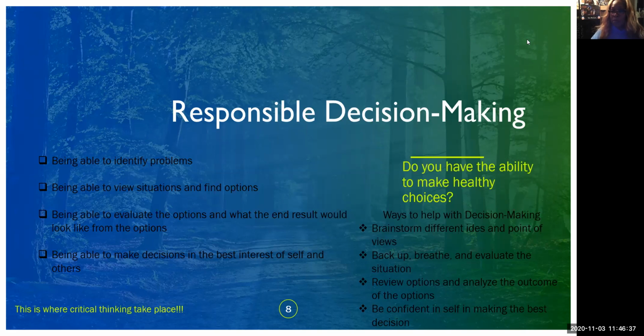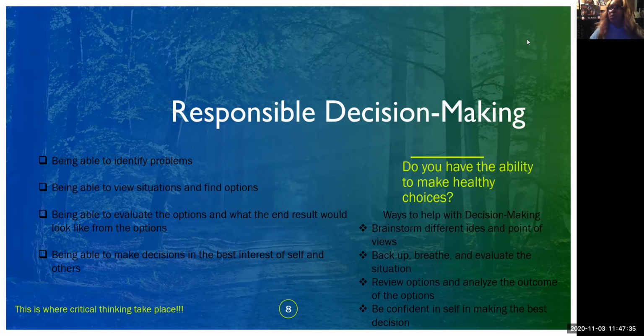Being able to identify problems. That means being able to look at everything around it and see if it looks wrong, seems wrong, it is wrong. Being able to view situations and find options. That means now that I see the problem, what is the situation surrounding the problem? And what are my options for a solution? Let me create a list of options. Let me evaluate these options and what the end result will look like if I pick either option. Because whatever I pick has to be in the best interest for myself and somebody else. Because if it only affects me, then that's fine if I'm the only one involved. But if I'm not the only one involved, then it has to be something that benefits both parties in one way or another.